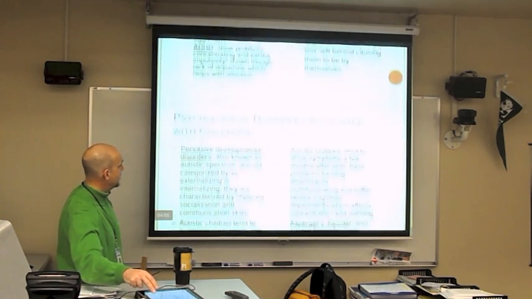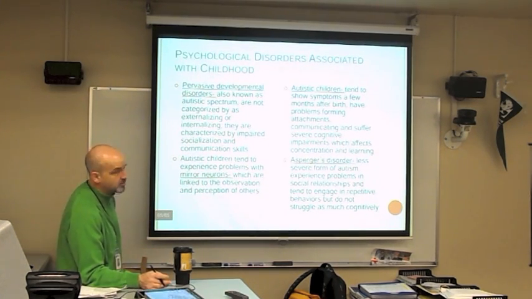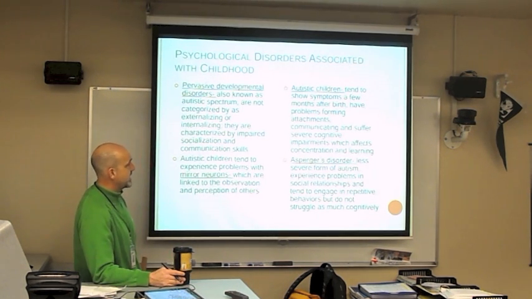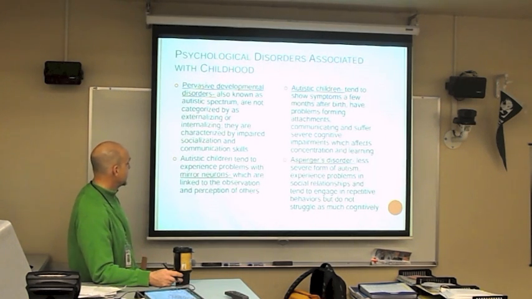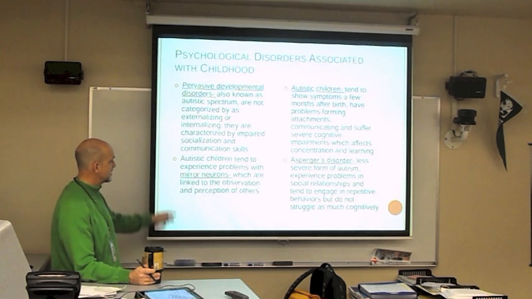Okay? Now, psychological disorders also associated with childhood, and we've talked about these, so I'm just going to skip through them. Autistic children tend to have problems with attachments, okay? Communicating, suffer severe cognitive impairment. Asperger's is a less severe form of autism. They, again, experience problems in social relationships, but they tend to engage in repetitive behaviors such as counting or memorizing figures, okay?